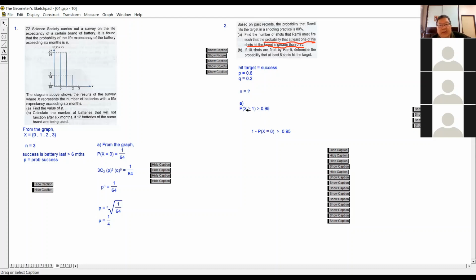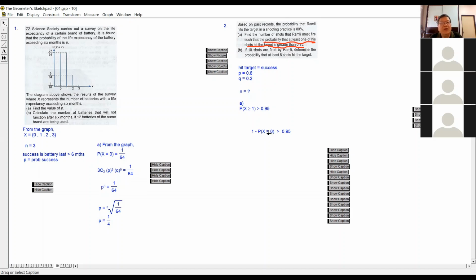Do you know this? The probability of x greater than or equal to 1 is 1 minus the probability x equals 0, the complement. Because if you want to add up all the probabilities of x equals 1, x equals 2, x equals 3, x equals 4, until x equals 10 or so, you don't know, because you don't know how many times you are going to shoot. So you cannot use x equals 1, 2, 3, 4. Cannot, right? Because you don't know how many times.